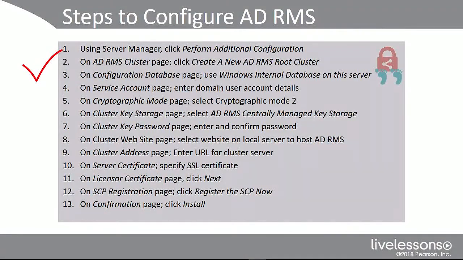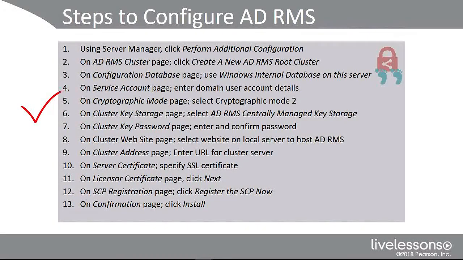After installing it, we have a 13-step process for configuring it. A few of the first ones are using Server Manager to perform additional configuration like we've done with the previous services. We'll have the ADRMS cluster page. We'll go ahead and click Create a new ADRMS root cluster. On the configuration database, we can choose the Windows Internal Database, or if we've set up a SQL Server, we'll enter the details to connect to SQL Server.